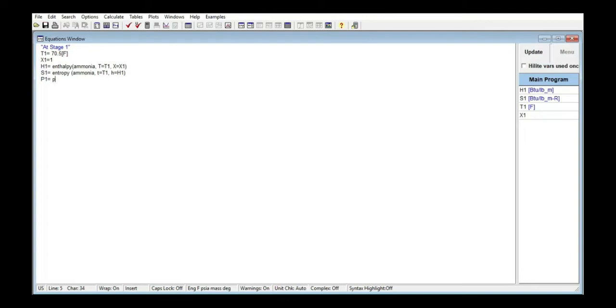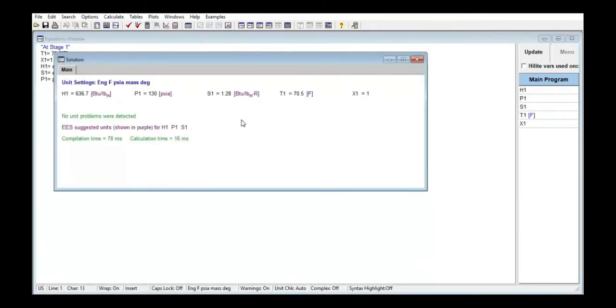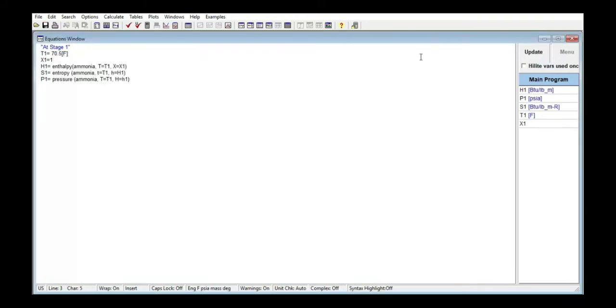We will also calculate the pressure at this stage. Pressure P1 equals pressure, ammonia, bracket, T1 and H equals H1. Okay, now we calculate it. Here comes the pressure, 130 psi. Now we will go to stage 2.